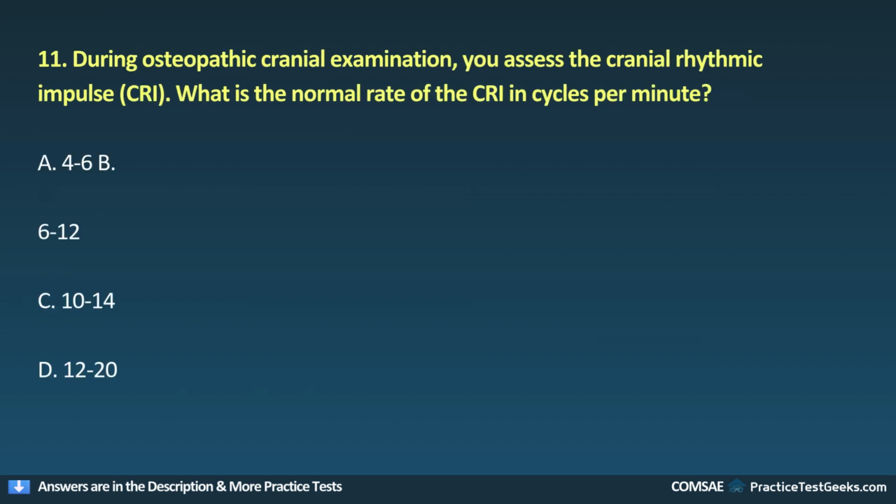11. During osteopathic cranial examination, you assess the cranial rhythmic impulse. What is the normal rate of the CRI in cycles per minute? A. 4-6, B. 6-12, C. 10-14, D. 12-20.